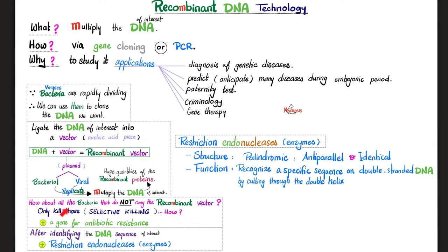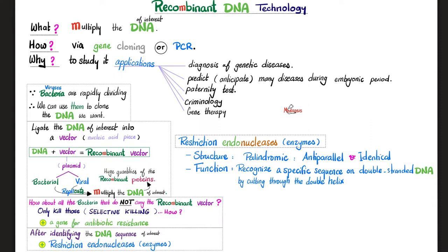But hey, Medicosis, not all of these bacteria are useful. Not all of them are going to carry the recombinant vector. What should we do with the bacterial colonies that do not carry the recombinant vector? We'll destroy them. Hashtag selective killing. How do you destroy these bacteria? You add a gene for antibiotic resistance. Therefore, the only bacteria that survive are the bacteria carrying recombinant vector. Those who do not will be forced to leave the chat.